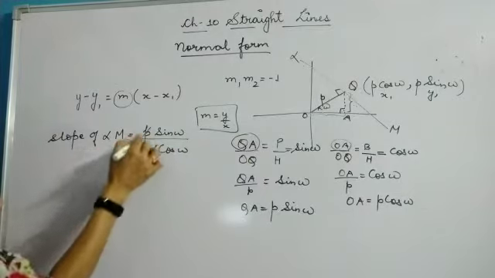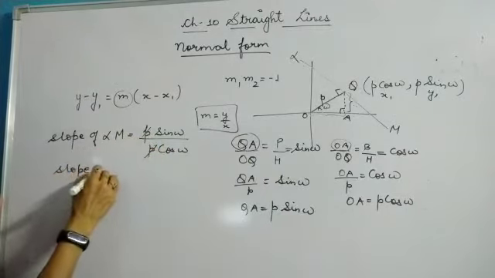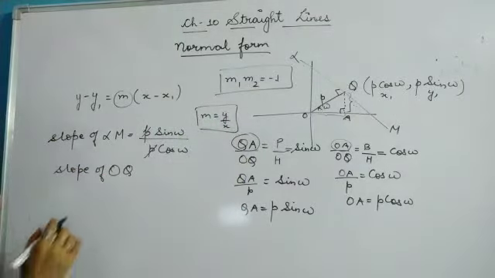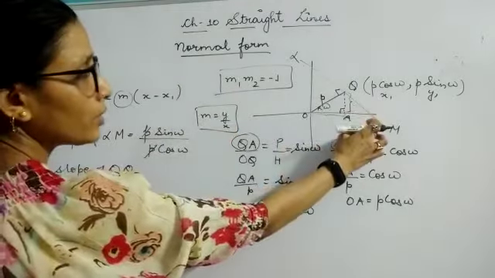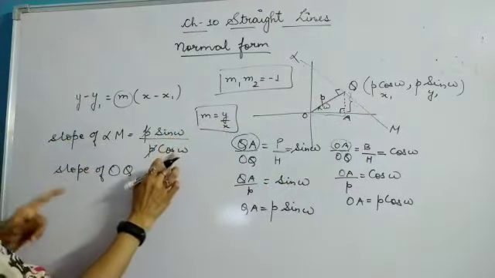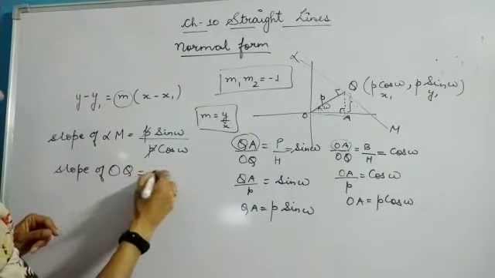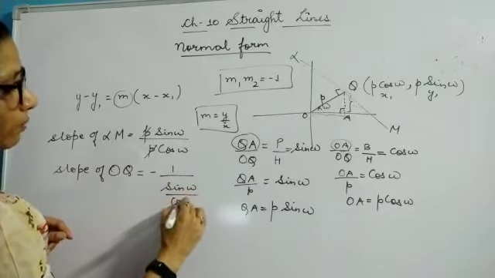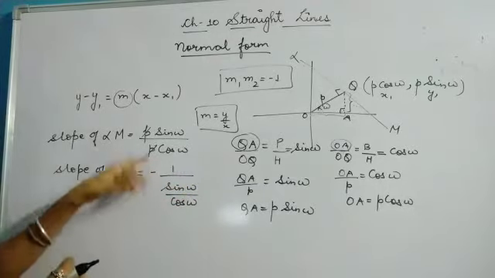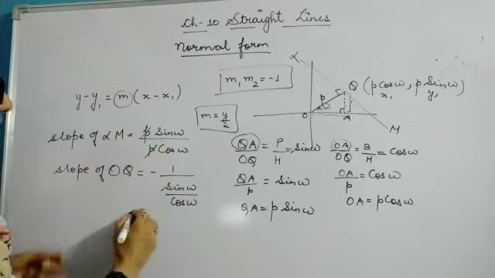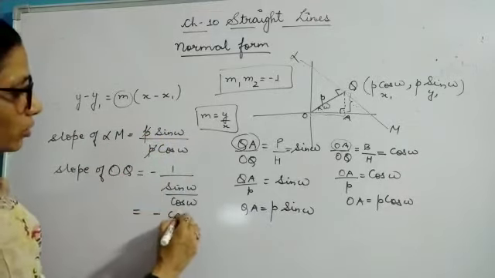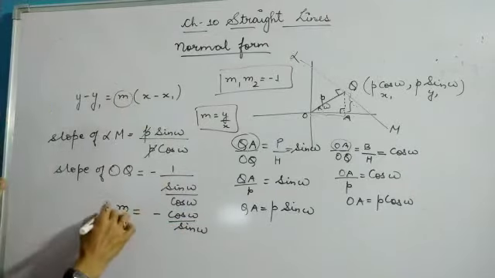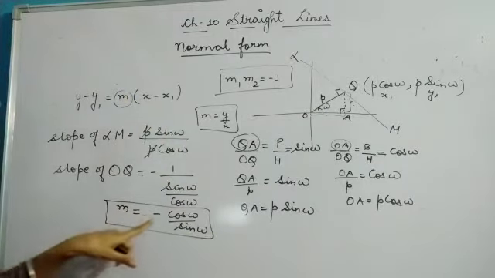If you want to find out the slope of OQ, then by your perpendicular lines condition, you can write it as: if the slope of this is m1, which is sine omega upon cos omega, then this will be minus 1 upon sine omega upon cos omega. That means the negative reciprocal of this. So I am getting this as minus cos omega upon sine omega. So this is the value of your slope, or I can say this is your slope of normal.